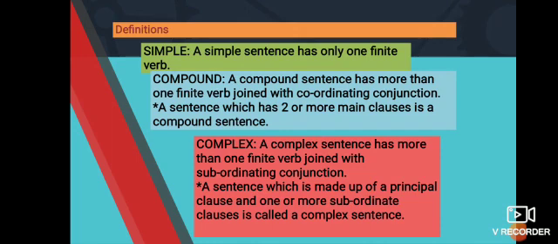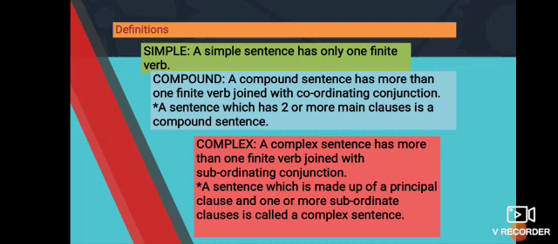Now, the complex sentence definition in very simple words: a complex sentence has more than one finite verb. That means if there are two or three finite verbs, but they are joined with a subordinating conjunction, then the statement is called a complex statement. In other words, a sentence which is made up of one principal clause and one or more subordinate clauses is called a complex sentence.